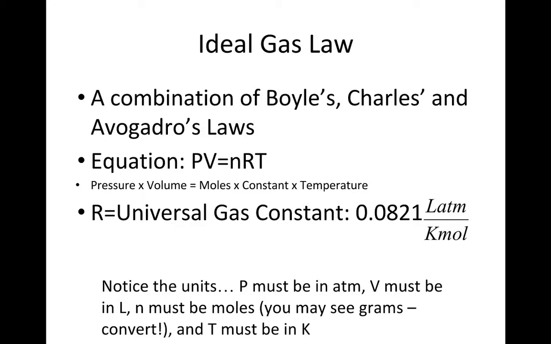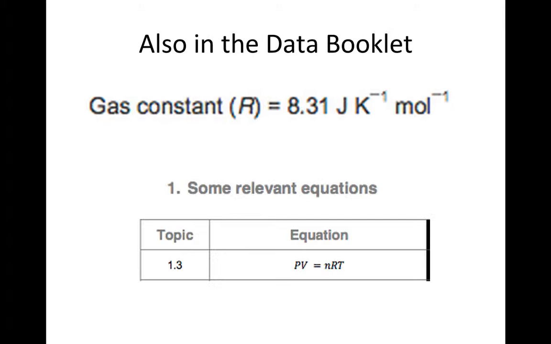And again, notice that if I'm using this ideal gas constant, pressure has to be in atmospheres, volume has to be in liters, and amount has to be in moles. So if you see grams, you have to convert it. And temperature must be in kelvins. Again, this is in the data booklet, so it's not something you're going to have to memorize.